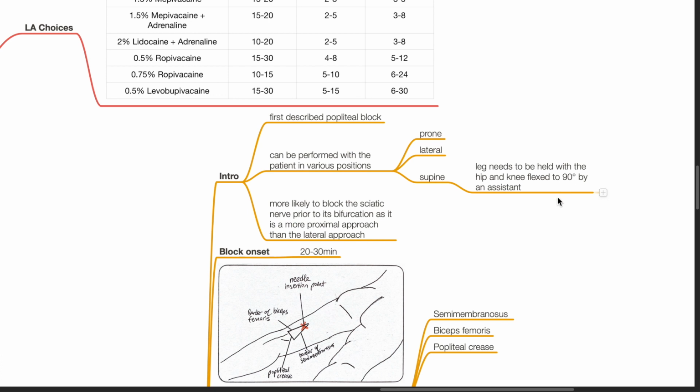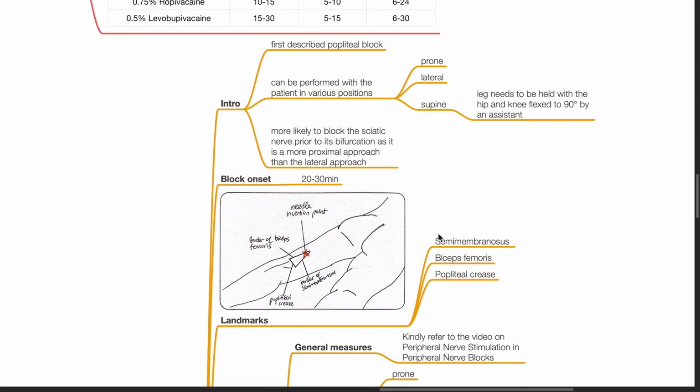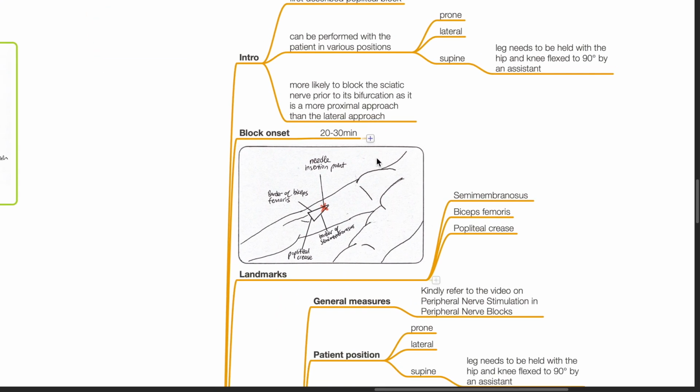This approach is more likely to block the sciatic nerve prior to its bifurcation, as it is a more proximal approach than the lateral approach. Onset time of block is 20 to 30 minutes. Important landmarks include the semimembranosus, biceps femoris, and popliteal crease.